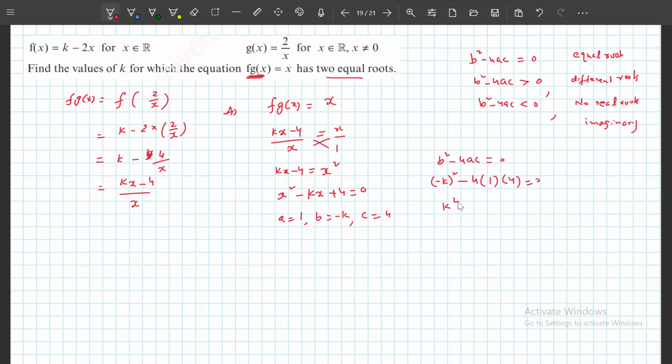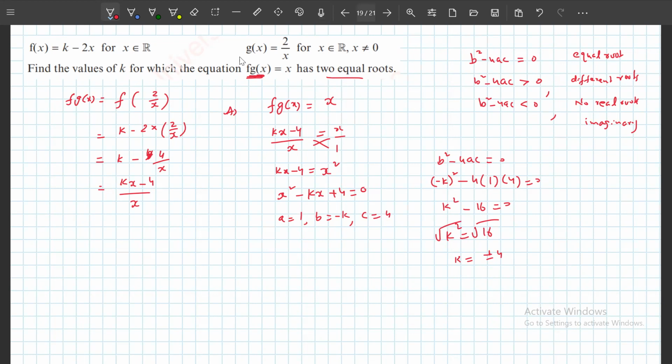So k squared minus 16 is equal to 0. So k squared is equal to 16. If you apply the square root on both sides, we will get plus minus 4. So these are the possible values of k we are getting, which are plus minus 4. I hope you get it.